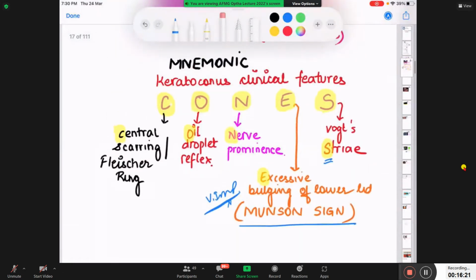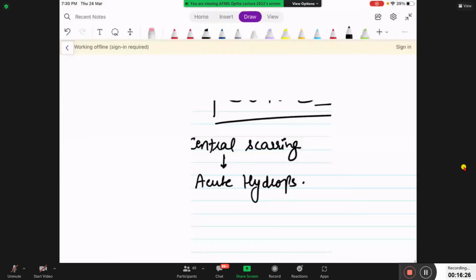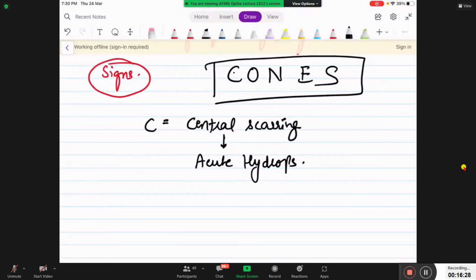So next, write down. These were the signs. Now this patient has come to you in OPD, right? Now you want to confirm that this patient is having keratoconus. What all investigations you will carry out? So this is a problem of cornea, right? So definitely when there is corneal nerve prominence, you have to check the corneal sensations also, right? So how you check the corneal sensations? With the help of cotton wisp.